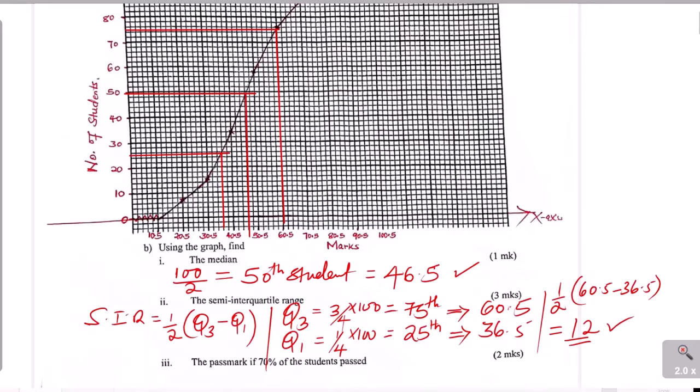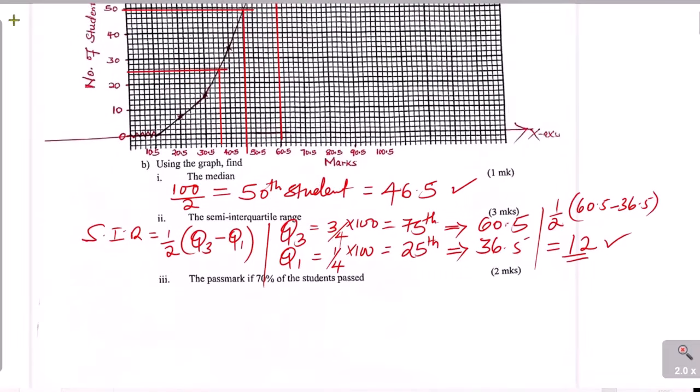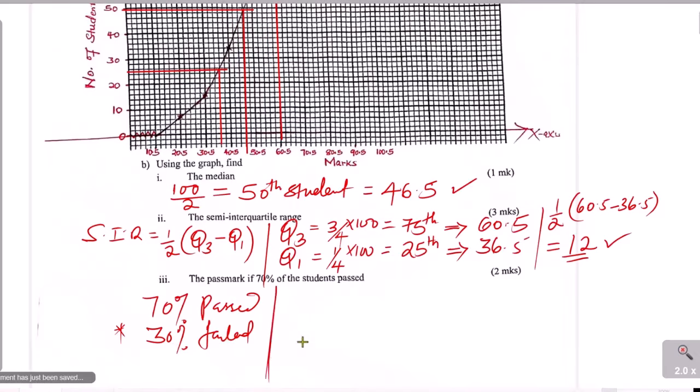The last one, the pass mark if 70% of the students passed. So if 70% of the students passed, how many failed? It means 30% failed, and you're going to use this one to get the pass mark. We use the students who failed in order to get the pass mark. So if 30% of the students failed, how many students failed? You get 30 over 100 times the total number of students, which is 100.